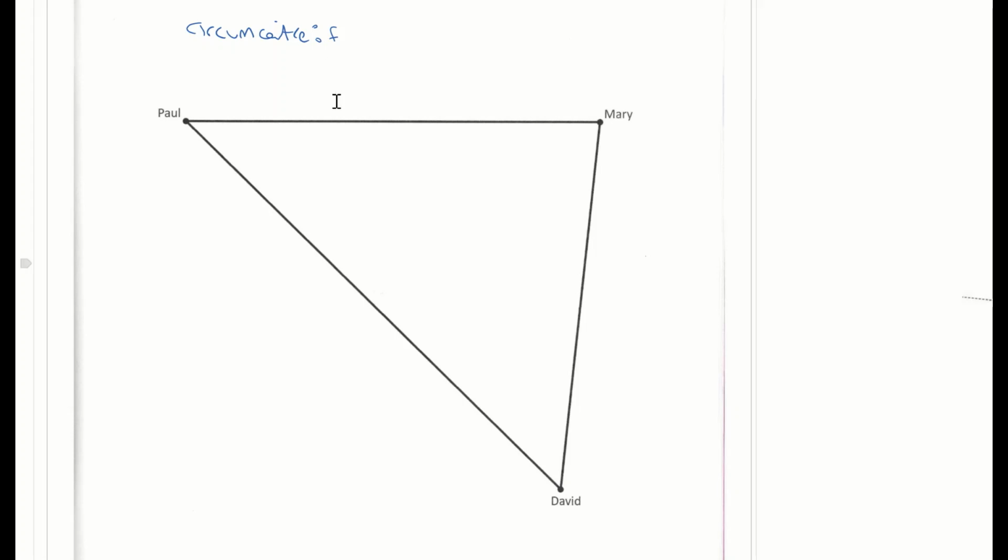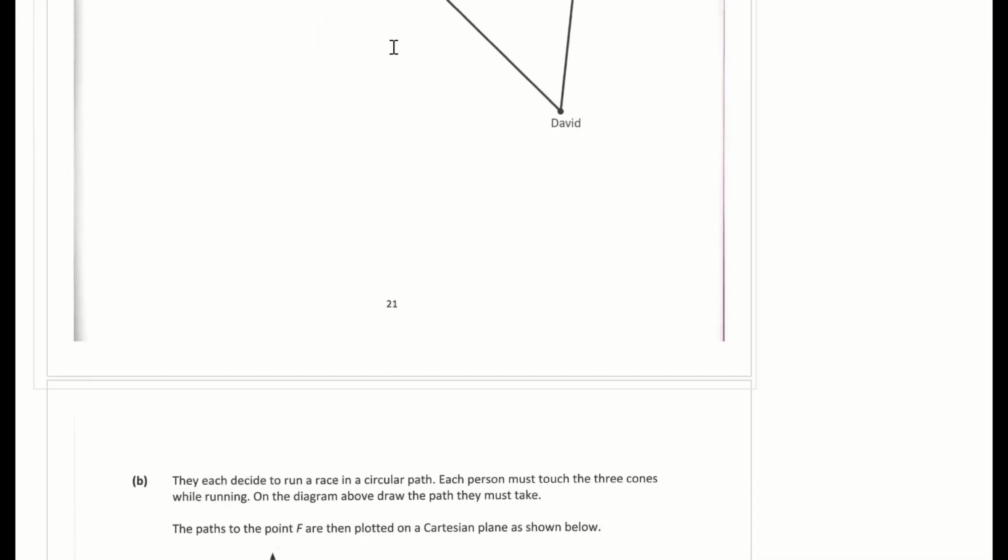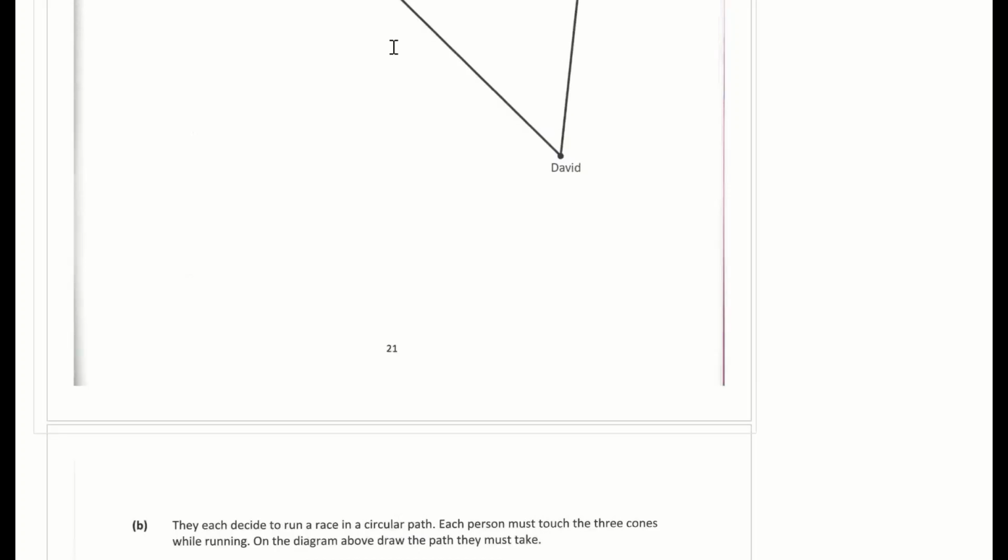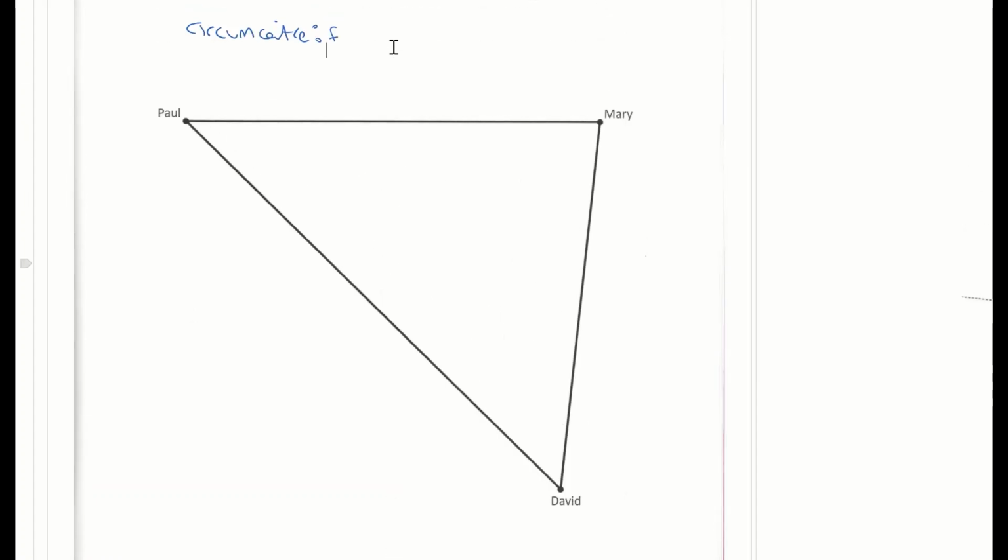Now I'm going to link part B to this question because it's linking it here. It's saying that they each then decide to run a race in a circular path. Each person must touch the 3 cones while running on the diagram above. Draw the path they must take. So that is going to be our circumcircle. And the circumcircle is basically the circle which has F as its center.